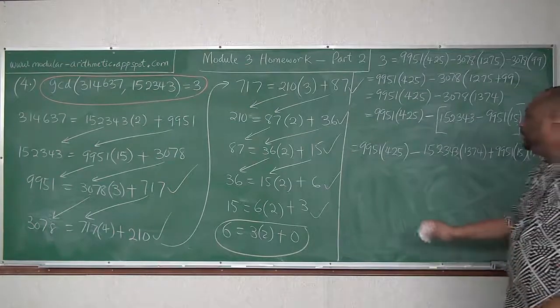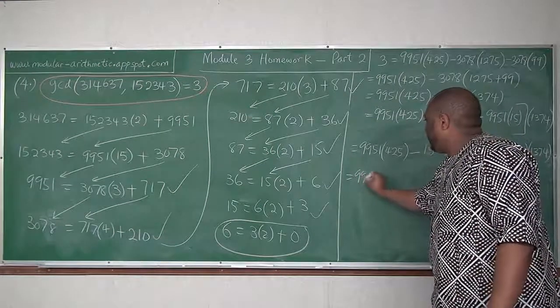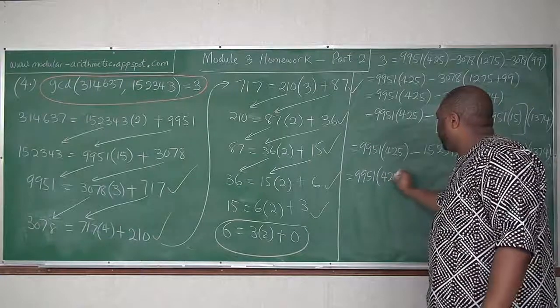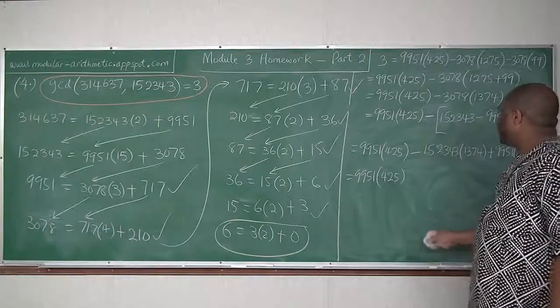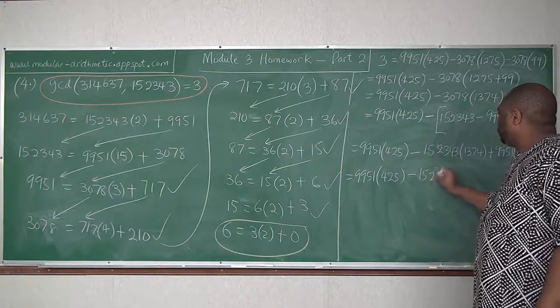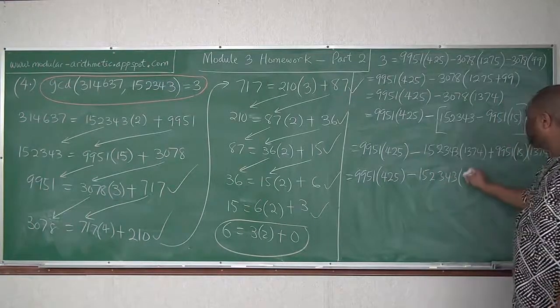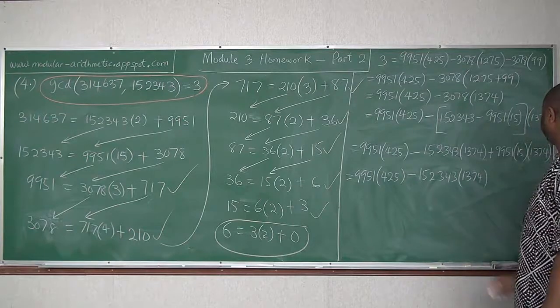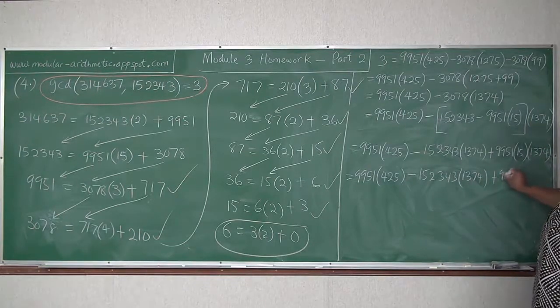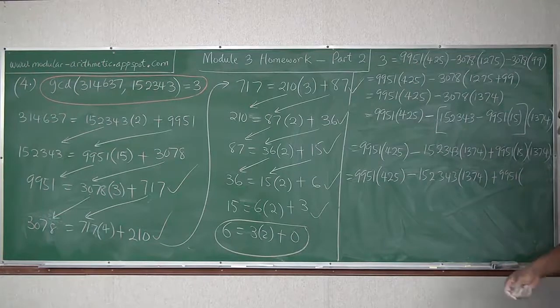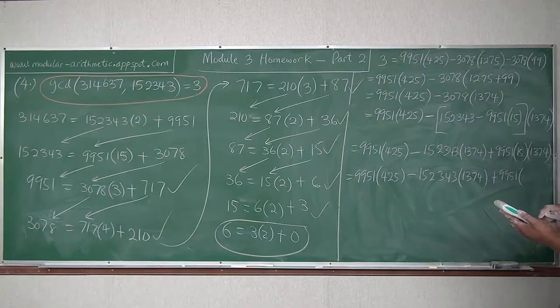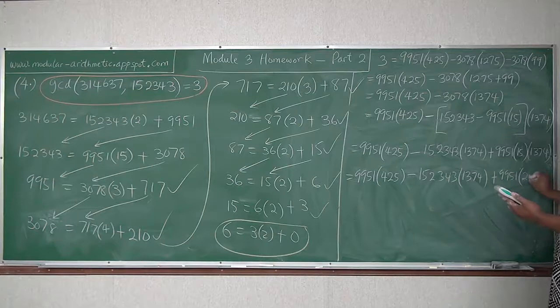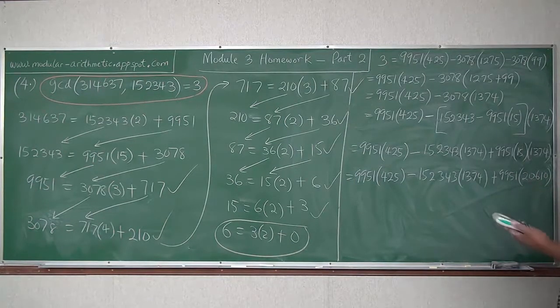Okay? So this will give us 9951 times 425 minus 152343 times 1374 plus 9951 times 15 times 1374 is 20610. Okay?